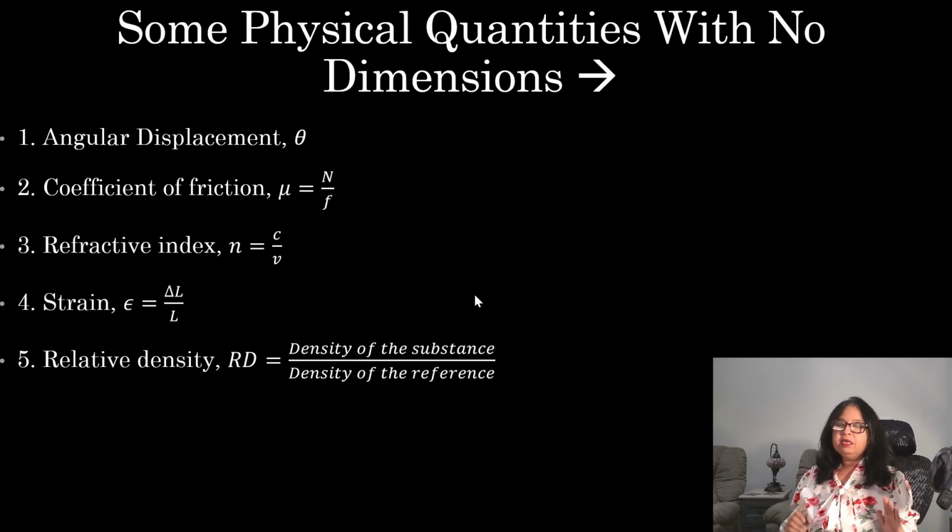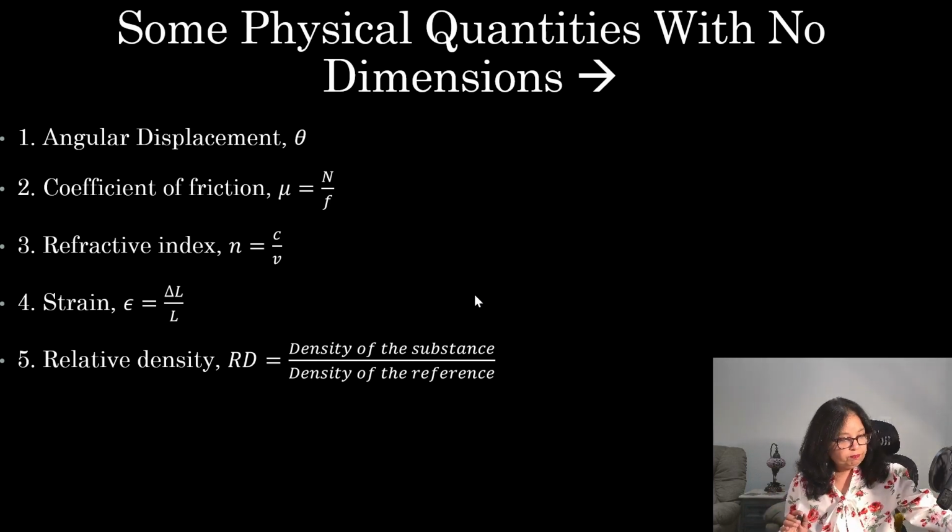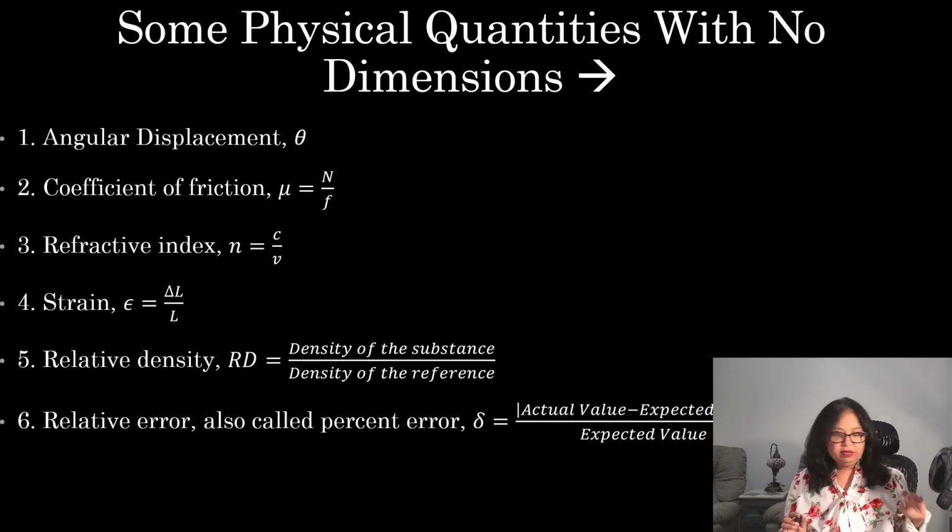This is relative density. You want to find the density of one object relative to the other one. So you're taking the ratio of the density of the substance to the density of the reference. So density divided by density again cancels out. So relative density is a dimensionless quantity. What's the next thing? The next thing is relative error, also called percent error.